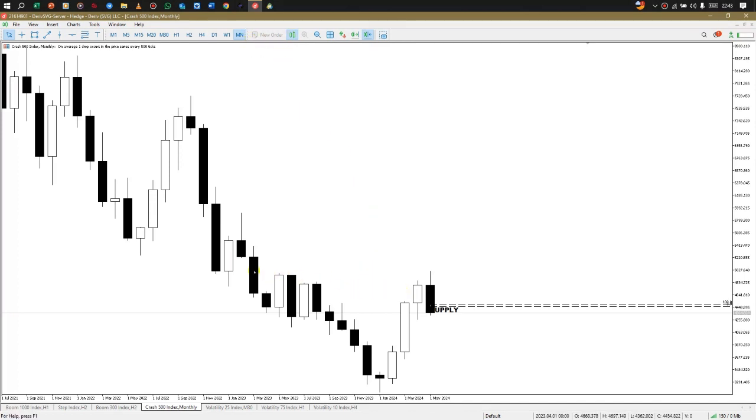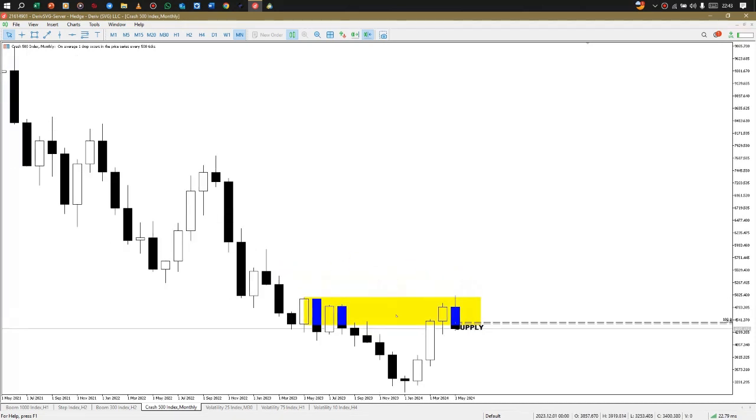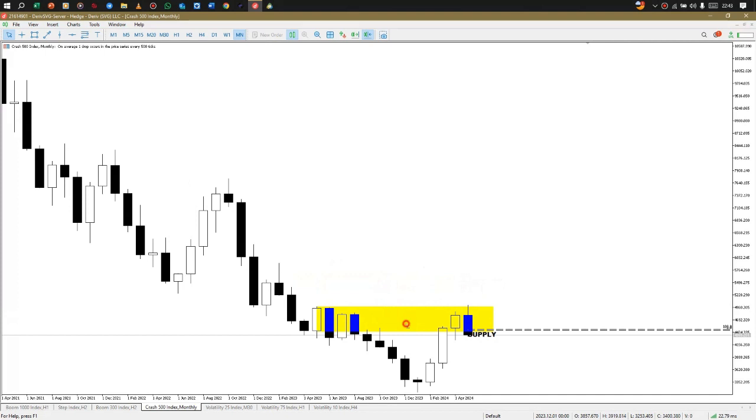So on the monthly time frame on Crash 500 index, as you can see, it's dropping to the downward side. We have a bearish monthly candle here, so we can see that the price is rejecting from this monthly supply zone here. Actually, it's not this monthly supply zone. As you can see, it did engulf out of this monthly supply. Let me check properly. Sorry for that.